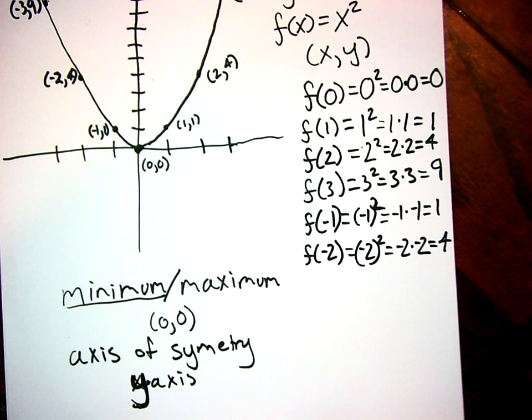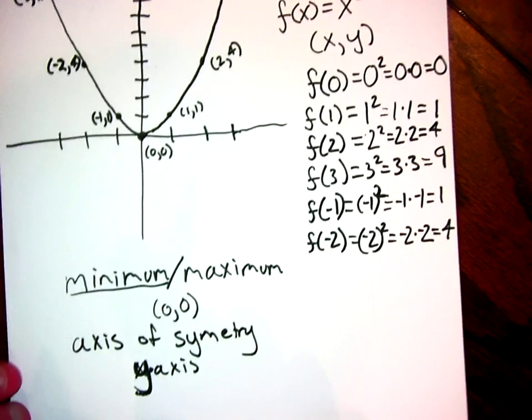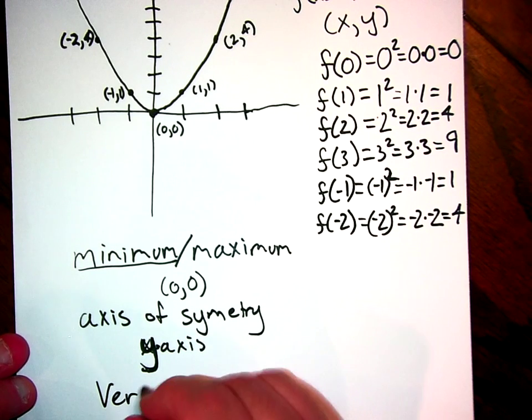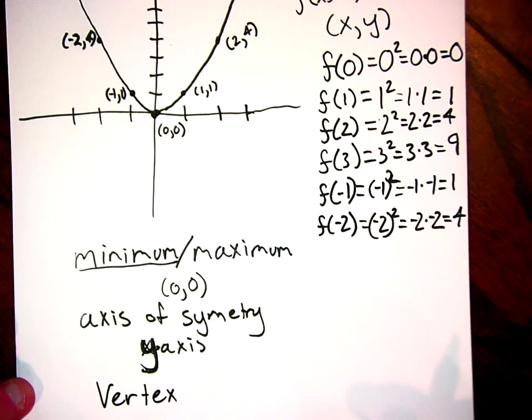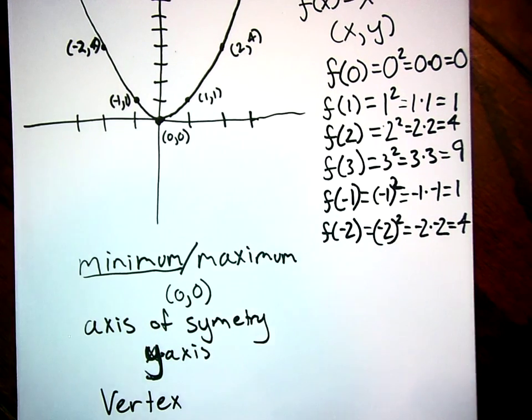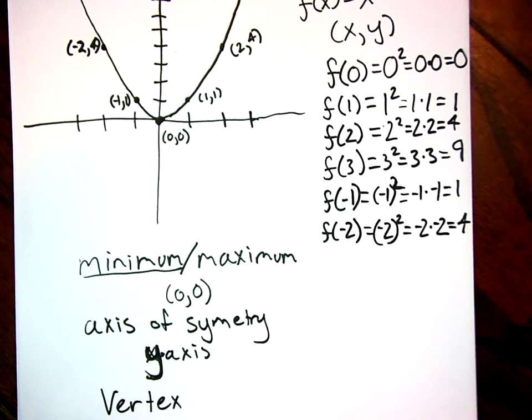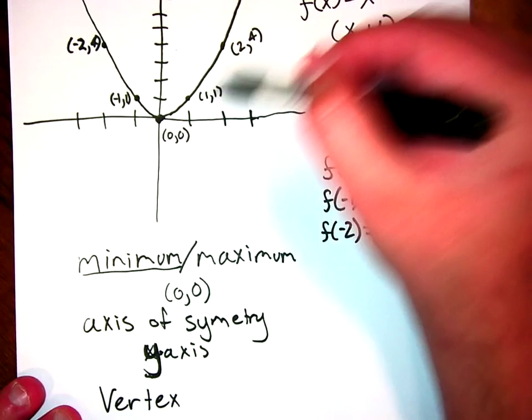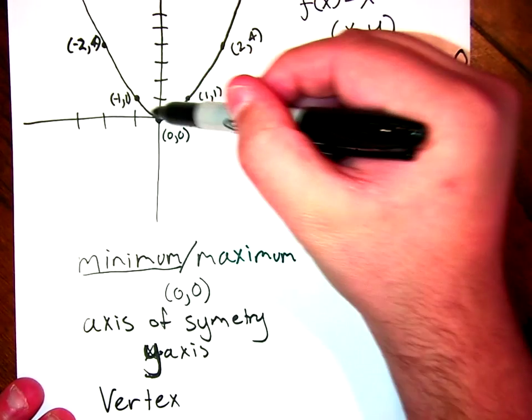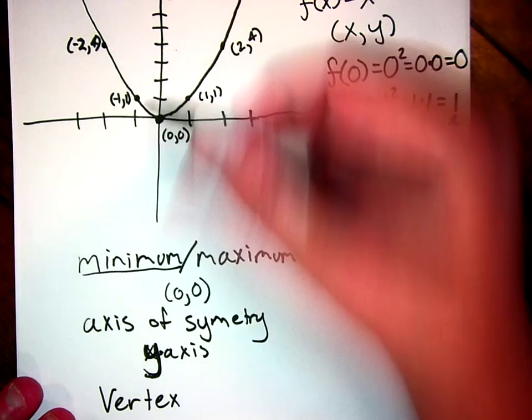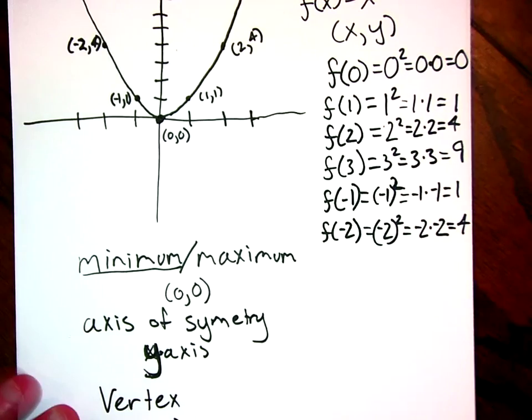Now, the last thing I want to talk about in this video is something called a vertex. A vertex is most commonly known as the point at which two rays or two lines or curves meet. And this vertex is always, for quadratics, going to be on the axis of symmetry. So here it's on my y-axis. And you'll notice the point where these two opposite sides of the curve turn back up is going to be (0, 0). So here, (0, 0) is going to be my vertex.